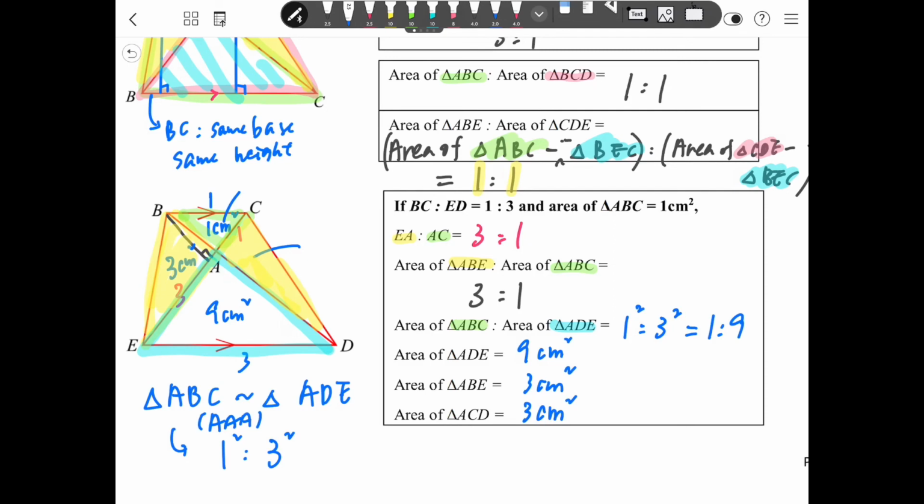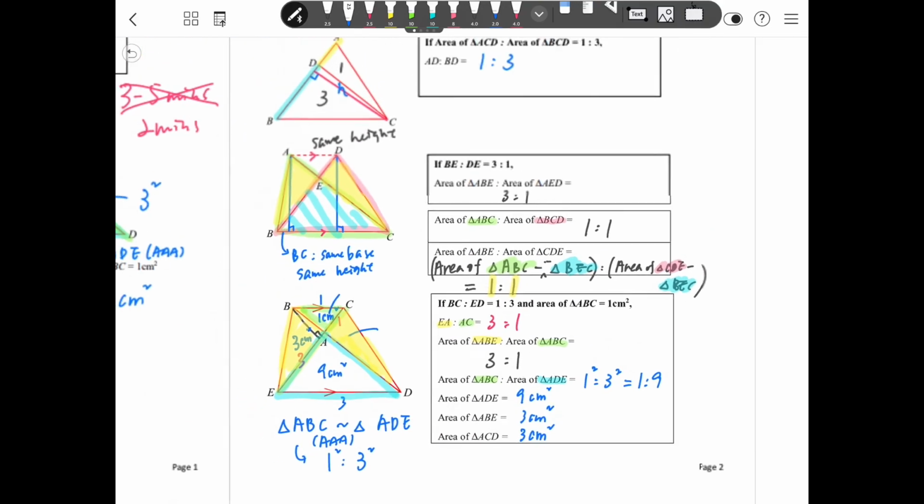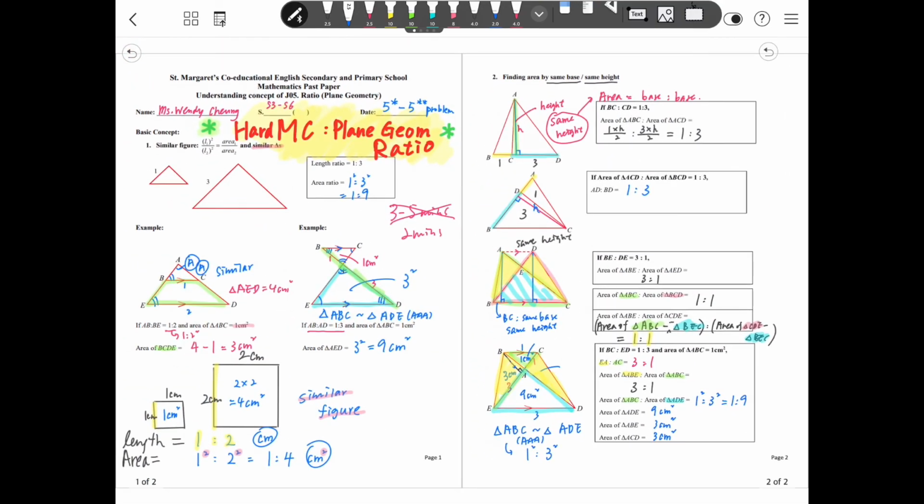And then it means we can find out all the areas in this trapezium. Okay, so overall we have gone through the similar figure mixed with the same base, same height problem. And then in the coming video, I will try to figure out each of the difficult MC with you slowly. Okay, so remember type 1, type 2, similar figure, or same base, same height problem. Thank you.